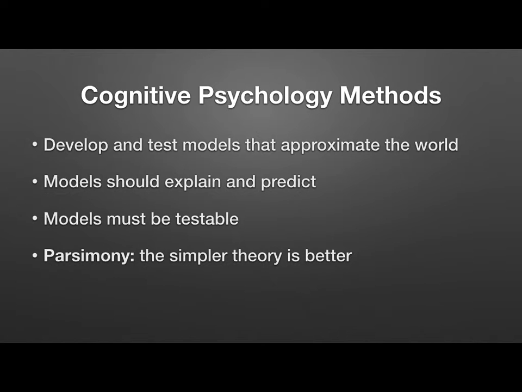So just to give you a little bit of insight about the field of cognitive psychology, the thing that cognitive psychologists are most interested in is developing models to represent how the world works and how a person functions. And those models need to do two things. They need to explain what we observe, and they need to be able to predict what's going to happen. And if they fail to do either of those things, the models are no good and they need to be revised. They have to be testable, obviously.